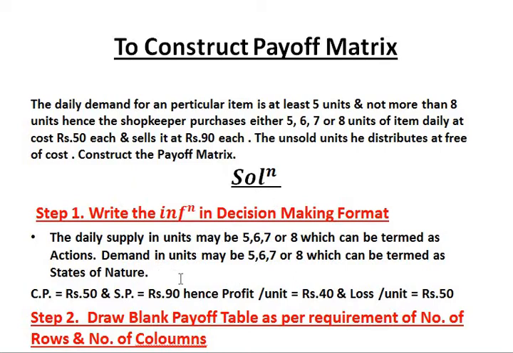That is, in step 1 we list down the information: what are the actions, states of nature, profit, loss, etc. And now in step 2 we are going to draw the blank table containing the 4 actions and 4 states of nature. So let us move to the next slide.